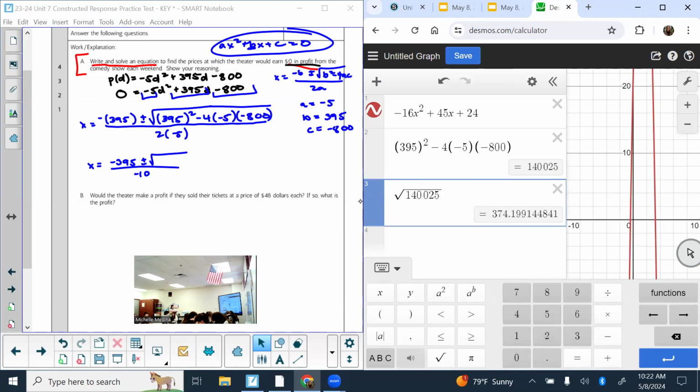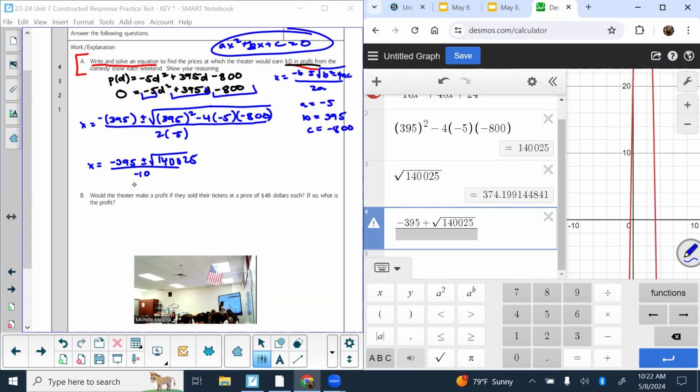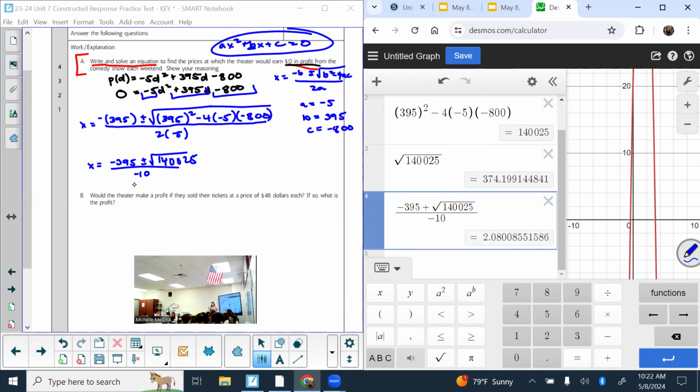So to avoid my having to do negative 395 plus this number, then divided by negative 10, what I would do is, at this step, put this in my calculator. The whole thing, almost. I would do the fraction bar, on the top, negative 395, plus the square root of that big number, over negative 10. And that gives me one of the answers.